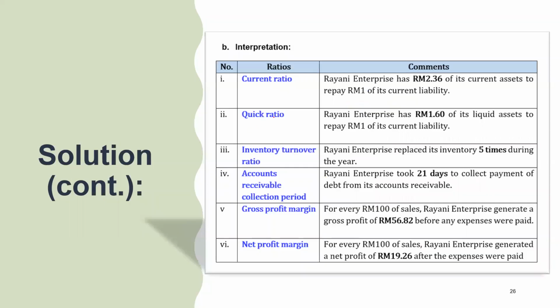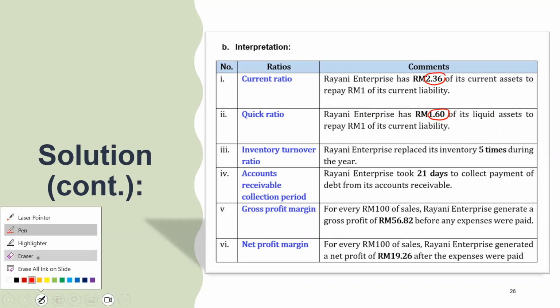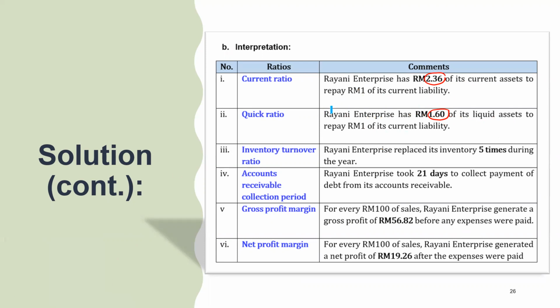Okay, so as for the interpretation, based on our answer in current ratio just now, we have 2.36. So this is how we interpret the result. It means that the business, that is Rayani Enterprise, has RM2.36 of its current assets to repay RM1 of its current liability. As for the quick ratio, the result is 1.6. So it explains that Rayani Enterprise has RM1.60 of its current liquid assets to repay RM1 of its current liability. Please take note of all these important key words.